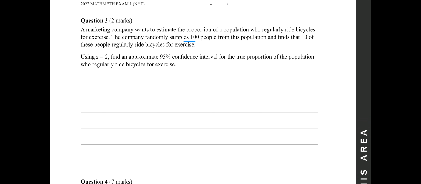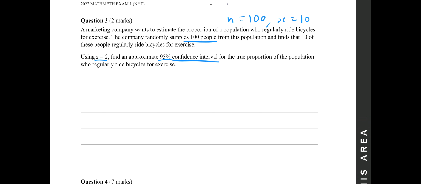We've got a sample of 100 people, so I'm just going to write n equals 100 to start us off, and it finds that 10 of these people regularly ride bicycles for exercise. This tells us that x, the number of successes, is equal to 10. Using z equals 2, so we're given a z value, we have to find an approximate 95% confidence interval for the true proportion of the population who regularly ride bicycles for exercise.